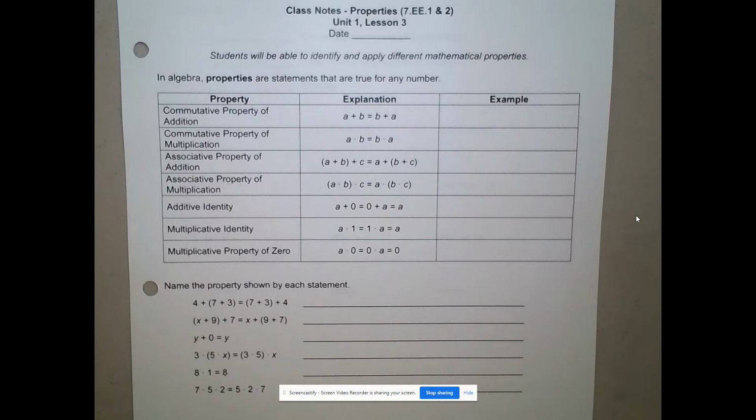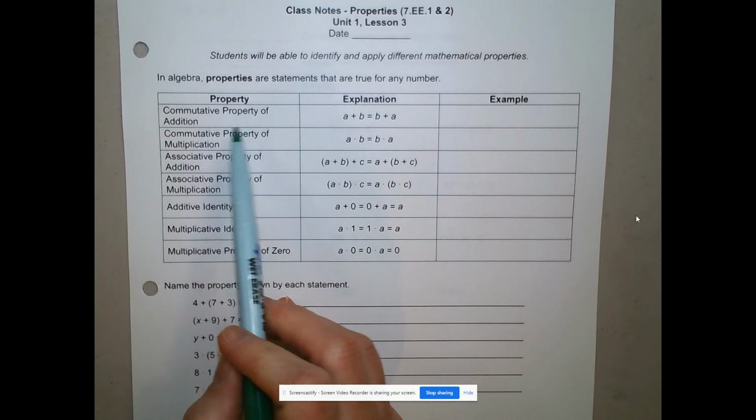Right, so today we're going to do a lesson that's actually more about how math works than it is about actually doing math. So we're going to talk about properties, and most of these properties you've either heard of before, or if you haven't heard of them, you're familiar with them, and we're just going to give them a name today. So the first one on there is commutative property of addition.